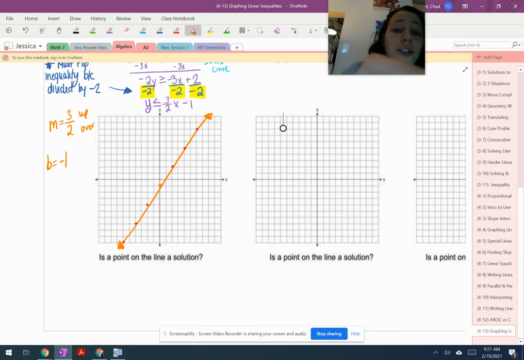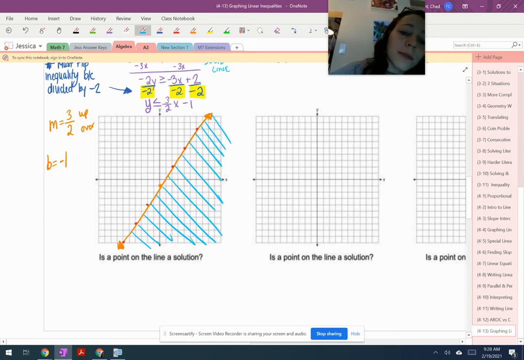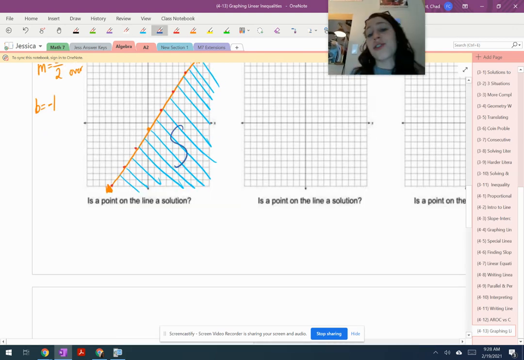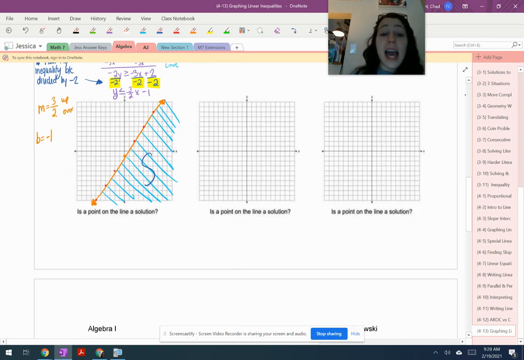And when you're doing your shading, make sure that your shading starts from your line and extends all the way through the graph. Also, make sure that you're not scribbling, because we still need to be able to see if there's points in here and stuff. So shading, something like that. You can label it with an S for solution set, because what this means is that any point inside this shaded area is a solution.